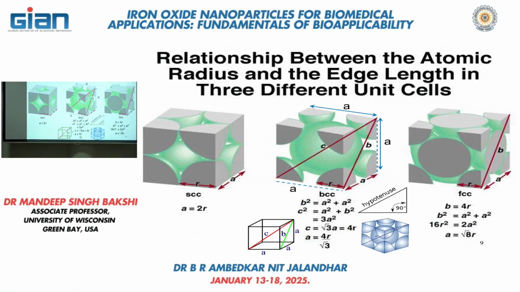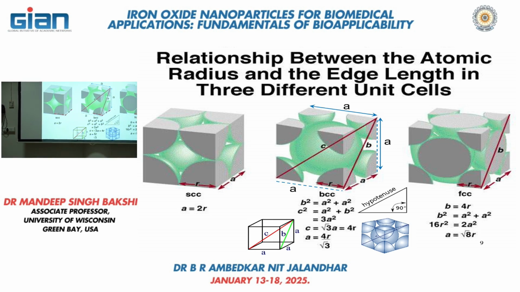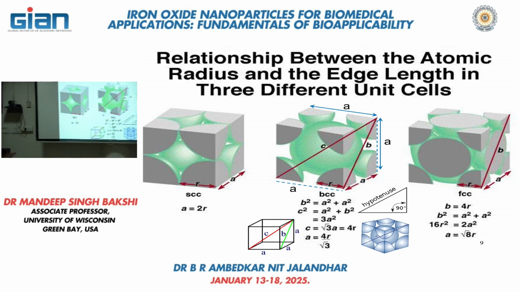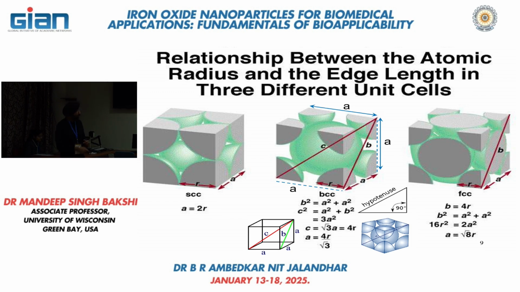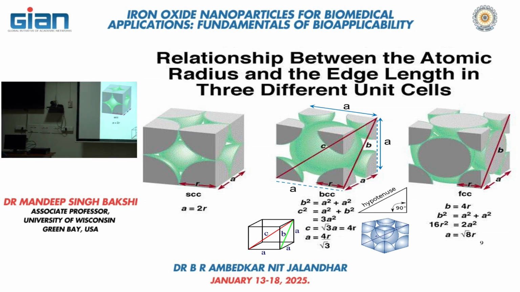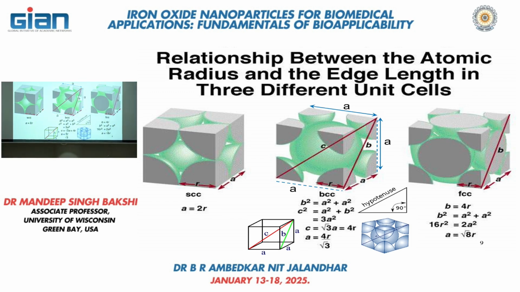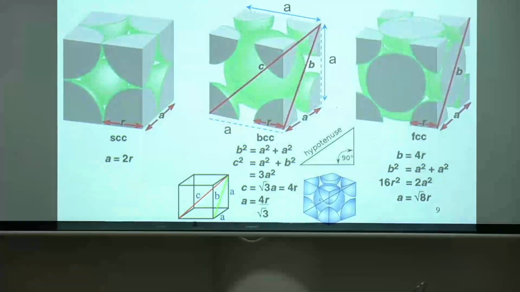I mean to say that if you know the crystal structure of the unit cell of a crystalline solid, and if you know the radius of the atom, plug the value of the radius of the atom over here, and that way you can calculate the edge length. You can say that the unit cell edge length is this one. Likewise, the unit cell edge length for BCC you can calculate like this.